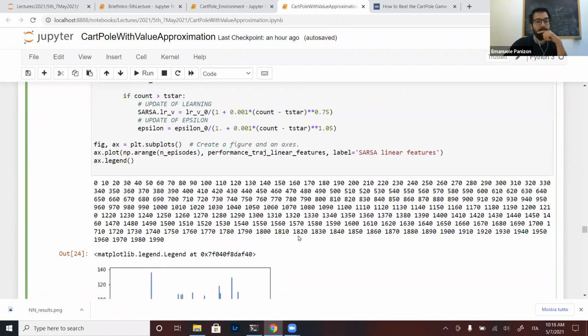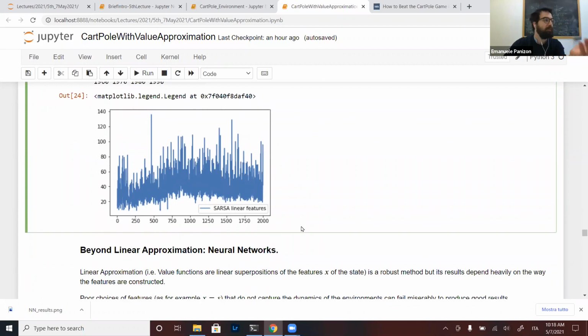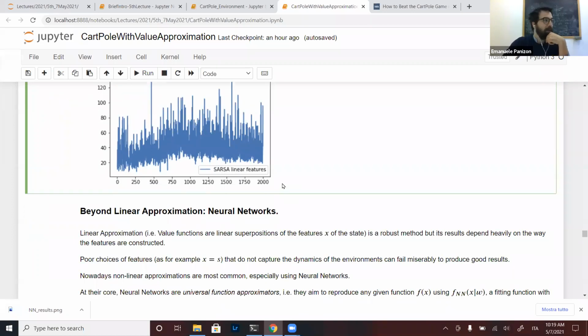Which is good in the sense that if you want to construct the feature in an intelligent way without resorting to machine learning, this is one idea: if your problem is non-linear, then you should have features which include this non-linearity. Okay, but this was just to show that the linear approximation method is very general, and it's separated from the way you construct features.